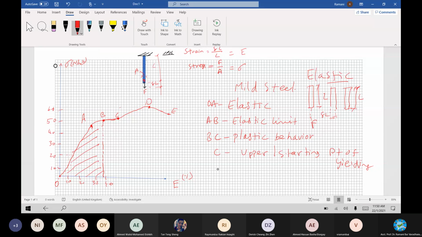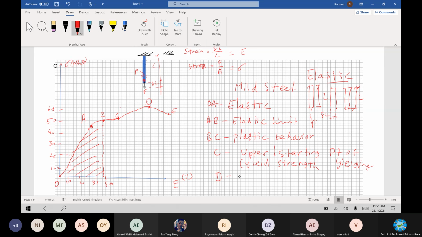D is the upper limit or ultimate strength of the member. I can say this is the yielding point, yield strength, or tensile strength of the material. And at D, or C to D, it's a fully yielding behavior, deformation taking place, a kind of plastic behavior. Plastic behavior completely started.